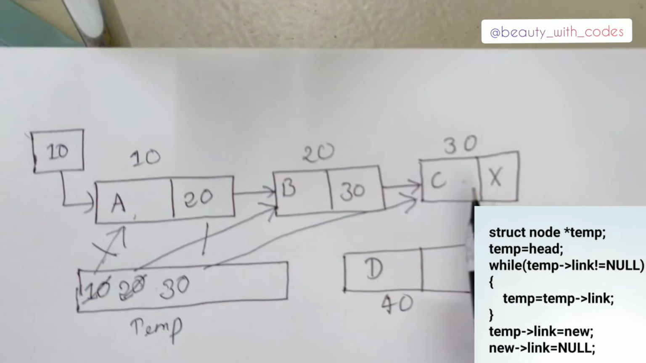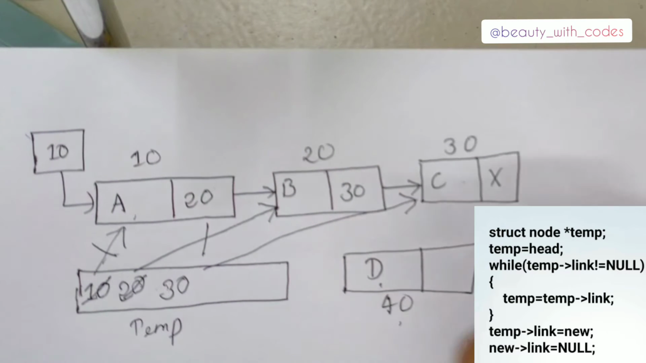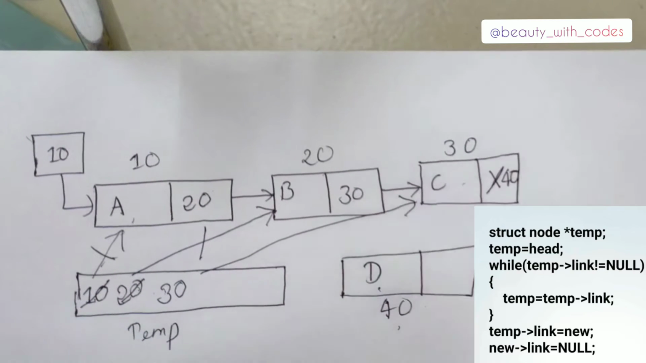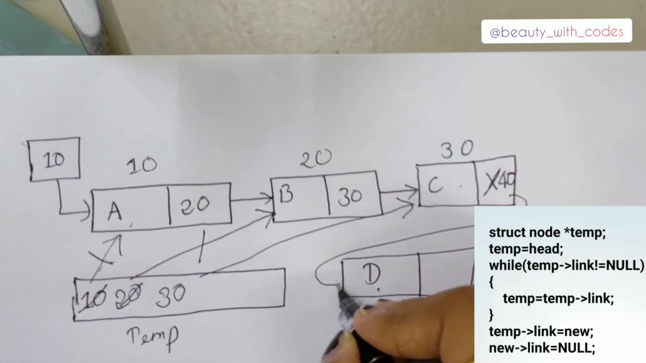It means the loop is going to stop here, and temp of link will have the value, or address, of the new node. So the address of the new node is 40. It means C is going to have 40 in its pointer part. It means C is pointing to D.